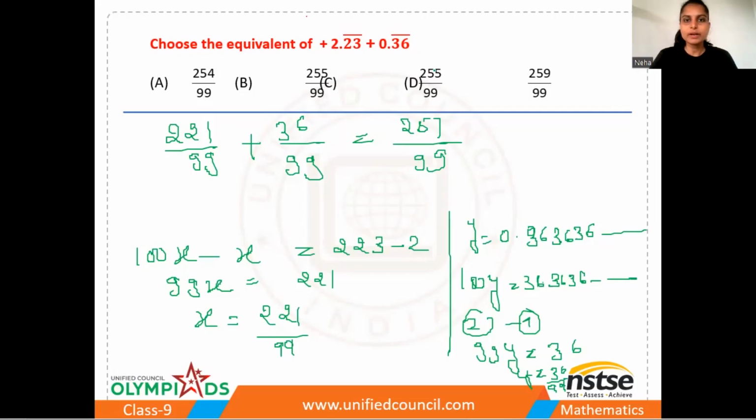Okay, there is a mistake in the option. This is 225, this is only 225. So you can change it to 257. So this option will be your right answer.